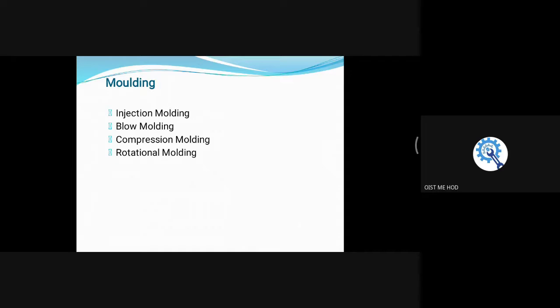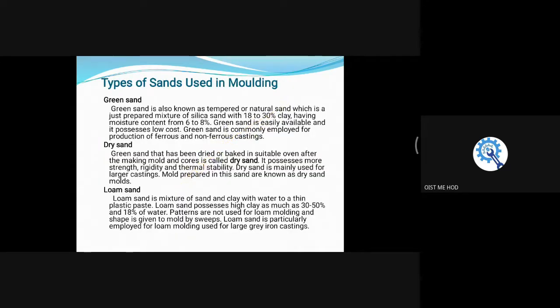Blow molding में क्या बनता है? Blow molding में बनता है वो बड़ा जो होता है ना, प्लास्टिक का यूटेंसिल्स बनता है उसमें. And compressed molding, rotational molding, these are the molding processes. उसके बाद ये molding process में what type of sands are we going to use? Because the normal sands you cannot use for the molding purposes. It will be grain sand, dry sand and loam sand because it is having very good bending capabilities.